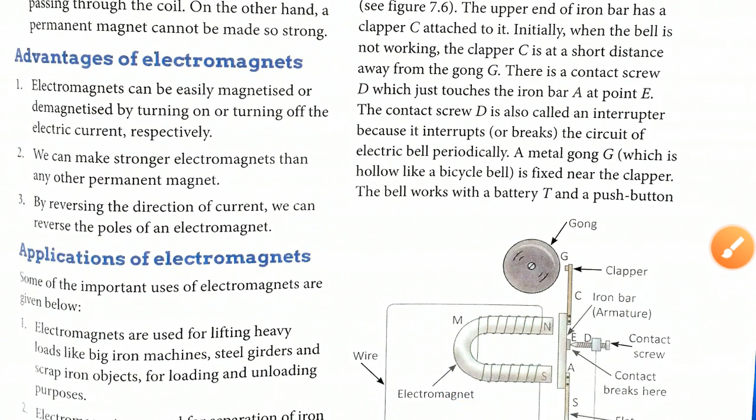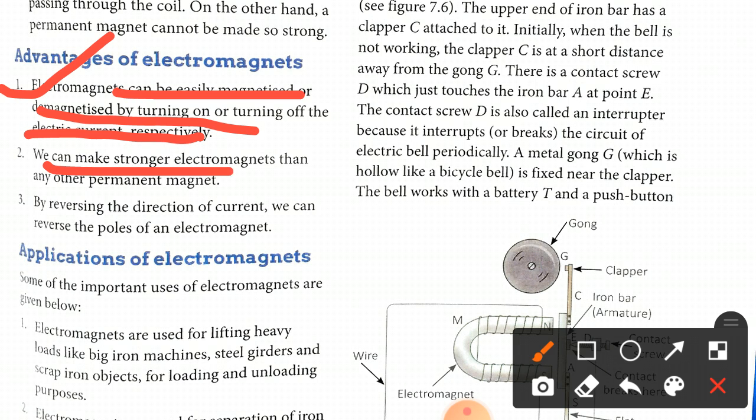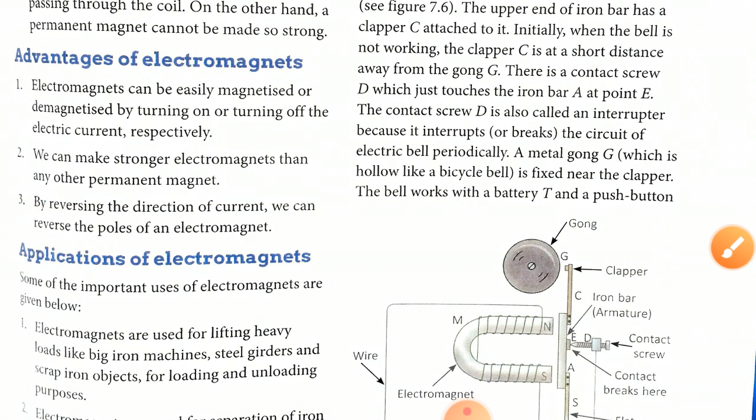Clear? Another advantage of an electromagnet, you can see here: an electromagnet can be easily magnetized or demagnetized by turning on or off the current respectively. We can make a stronger electromagnet than any permanent magnet. By reversing the direction of current, we can reverse the poles of an electromagnet.